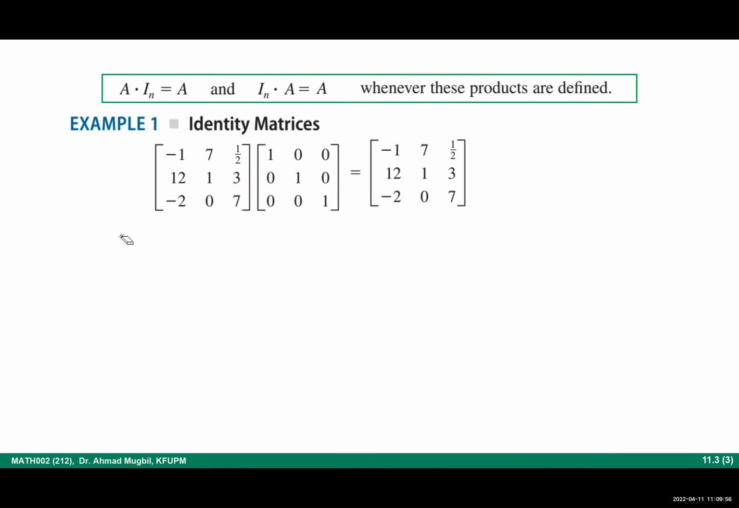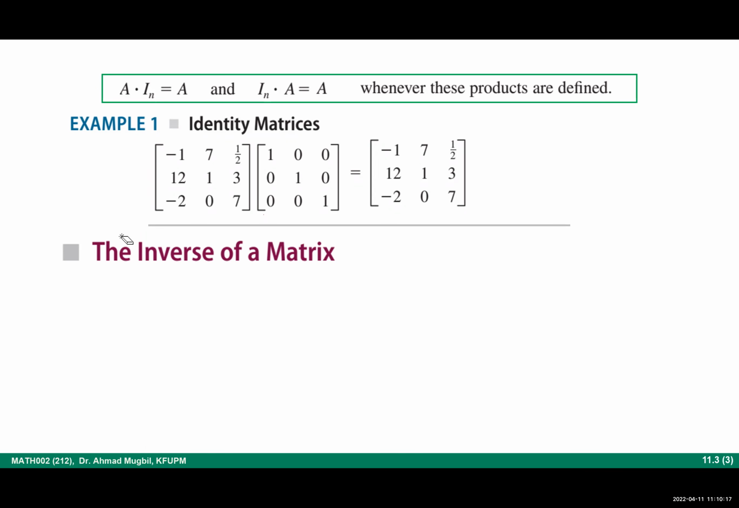Another important property of the identity matrix is that it is related to the definition of the inverse of a matrix. So it is now time to introduce the inverse of a matrix. What do you think? What do we mean by the inverse of a matrix? You can remember that for numbers, we have two types of inverses. We have the additive inverse and we have the multiplicative inverse. In fact, the inverse that we mean here is the multiplicative inverse.